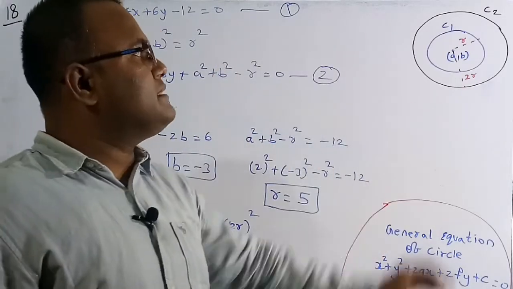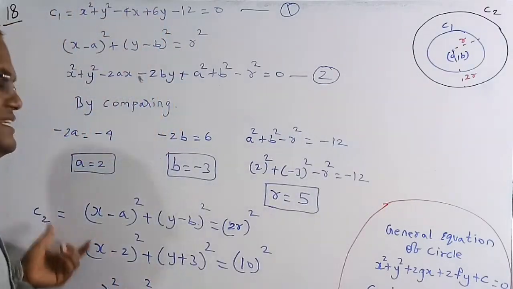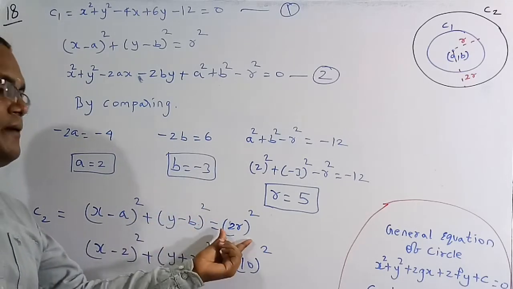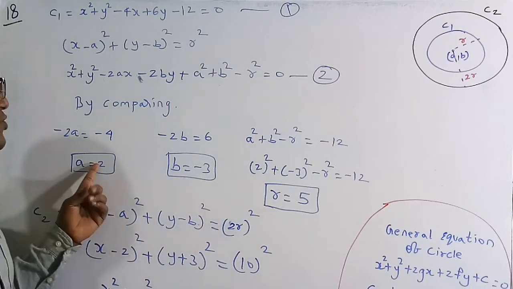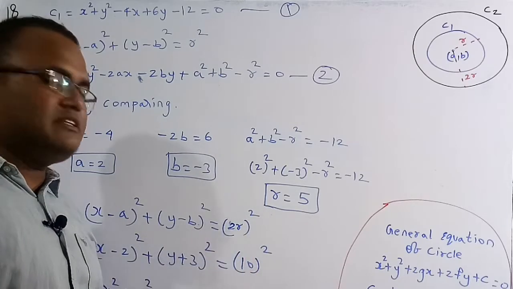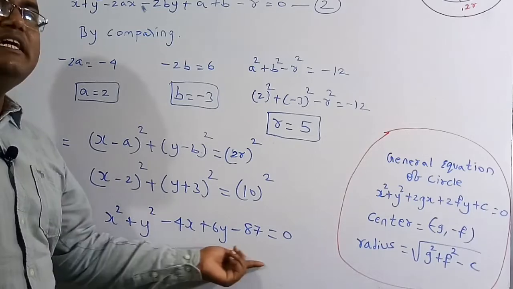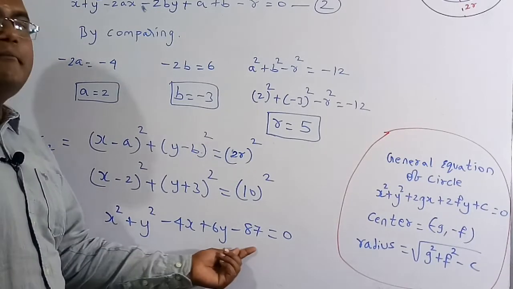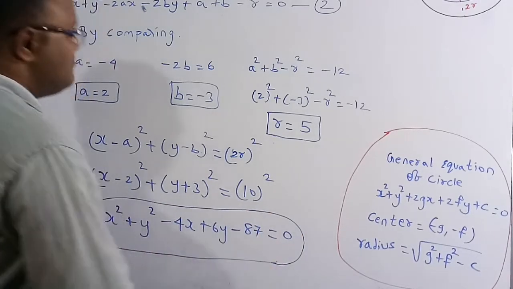The center point is the same, but the radius of the circle C2 is twice that of the circle C1. So the general equation of the circle C2 is x minus a whole square plus y minus b whole square is equal to, but the radius is now twice the previous one, so 2r whole square. But a is equal to 2, b is equal to minus 3, and r is equal to 5. Substituting everything and solving, we get the equation of the circle C2, which is x square plus y square minus 4x plus 6y minus 87 is equal to 0. So this is the exact equation of the circle C2.